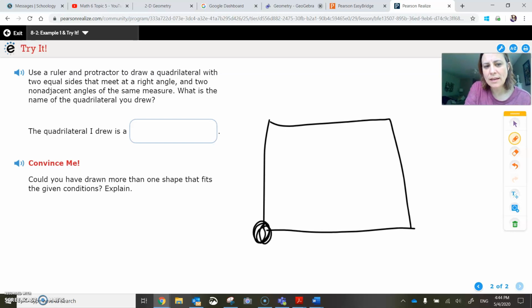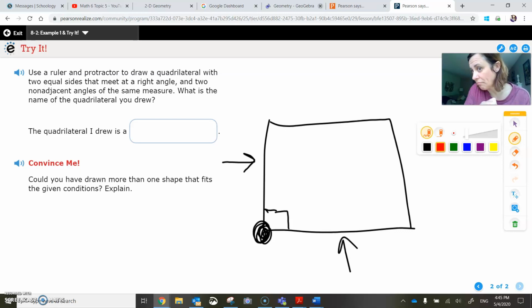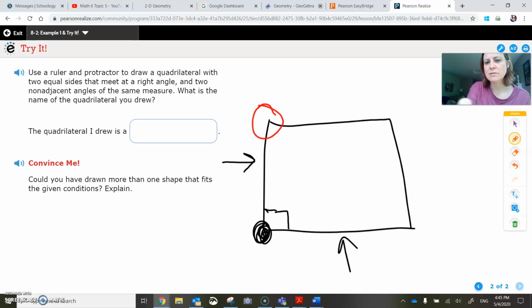So let's say that this is the angle that they want to be 90 degrees. So you have this side and this side that are supposed to be equal length, and they're supposed to meet at a 90-degree angle, which is exactly what's happening here. Then it says 2 other angles. Now, how many angles do you have left to work with? Right, you have 3. This one, and this one. Let's call them A, B, and C.